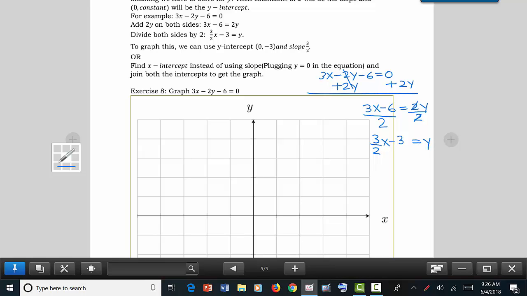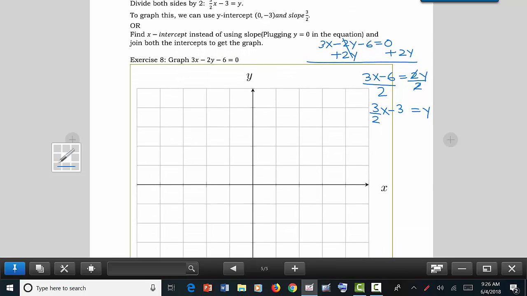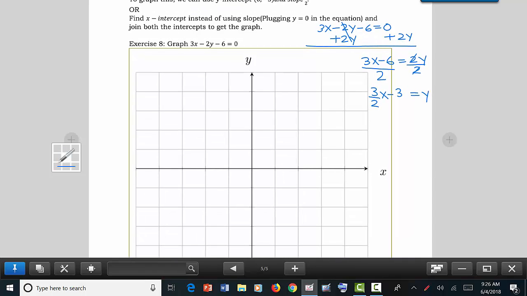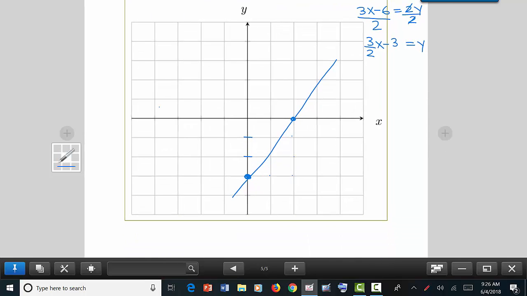And we will follow the same idea. Negative 3 means the y-intercept is 0 comma negative 3. Negative 1, negative 2, negative 3. This is the point they are talking about. Slope is 3 over 2. That means 2 units run. 1, 2 run and 3 rise. 1, 2, 3 rise. So we got 2 points. If we have 2 points, simply we join those 2 points by a straight line. Then we get the graph of the equation.